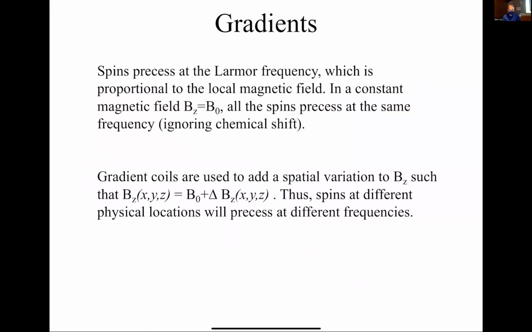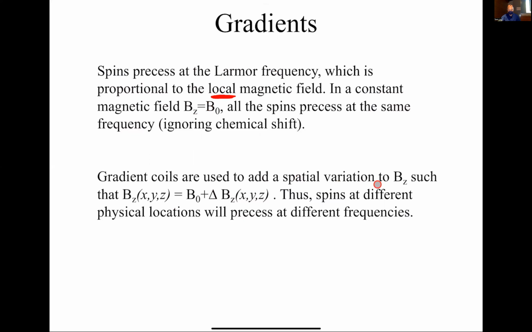Just to remind you, the key is always remember that spins precess at the Larmor frequency, and it's the local magnetic field which determines that. If everything is uniform, then Bz equals B naught, so all the spins precess at the same frequency. Think of each spin as a little radio station, all broadcasting at the same frequency. We don't want that. We want them to broadcast at different frequencies.